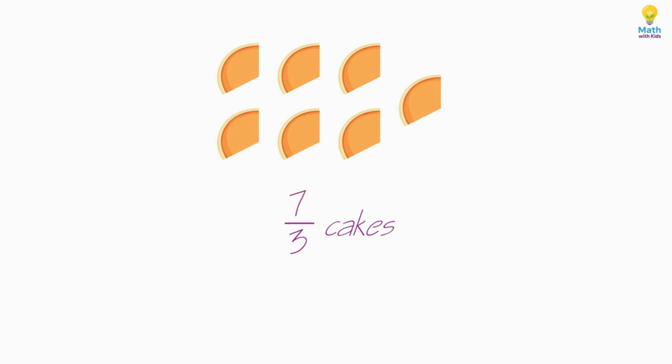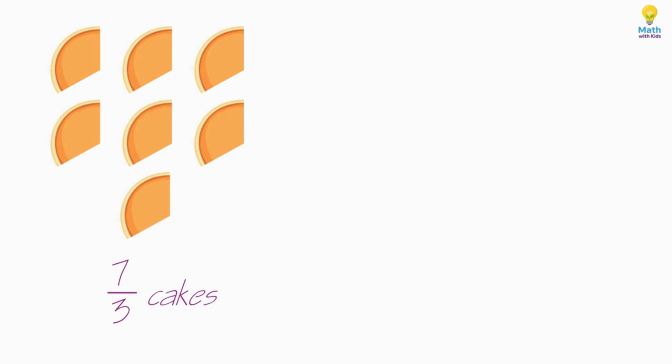Here's the tricky part. It's not always easy to know the actual quantity from an improper fraction. Take 7/3 of the cake as an example. How many cakes are here? To make things clearer, let's meet the twin brother of improper fractions, the mixed number. Let's see how it works.